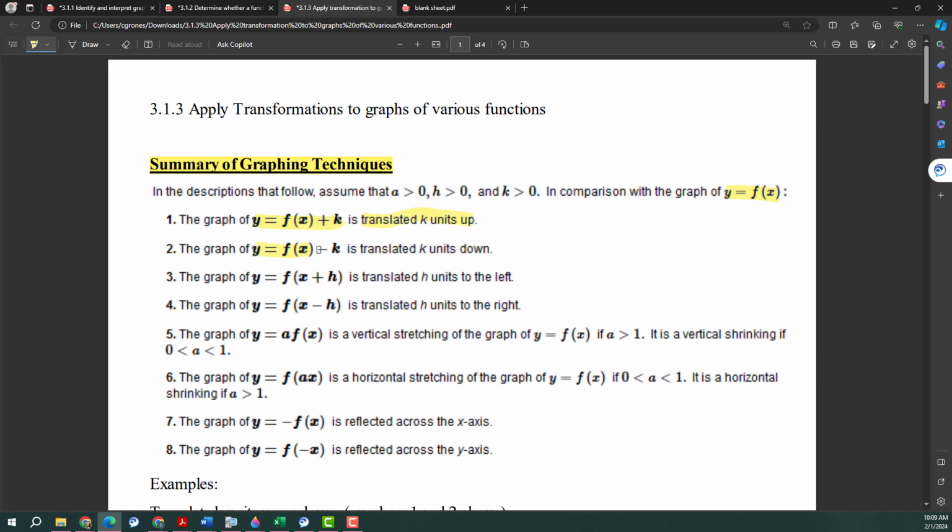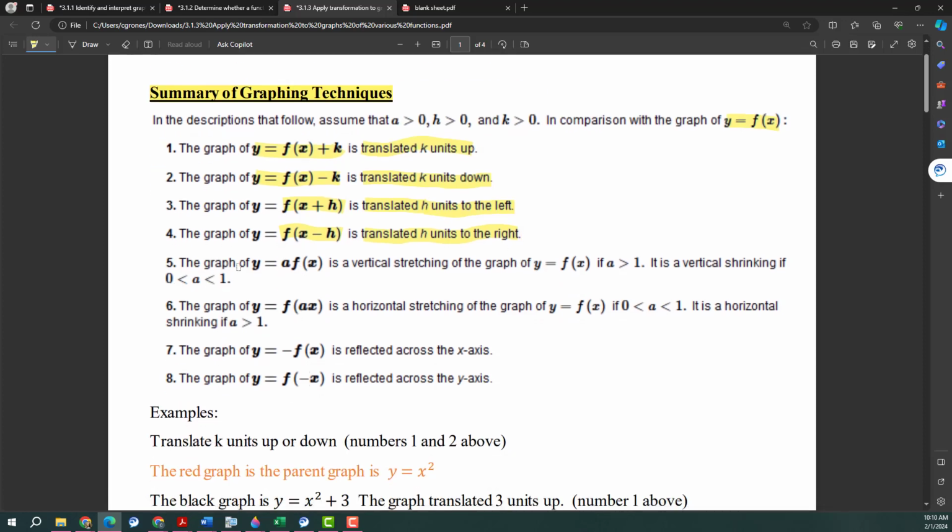Then we've got the graph y equals f of x minus k, and then it goes opposite, so it goes down. The graph of y equals f of x plus h is translated h units to the left. And for f of x minus h, it is translated h units to the right. So don't get these two mixed up. I know that whenever we are working with k, positive k goes up, negative k goes down. But in this case, positive h is going to the left and negative h is going to the right.